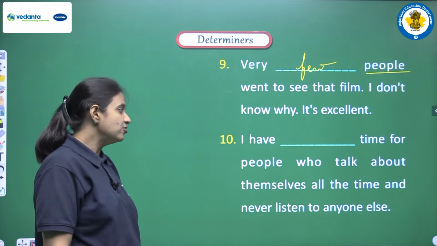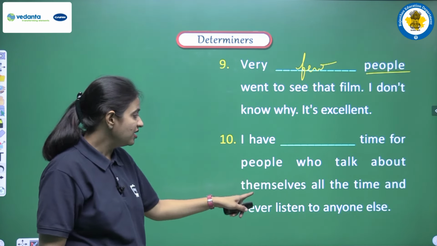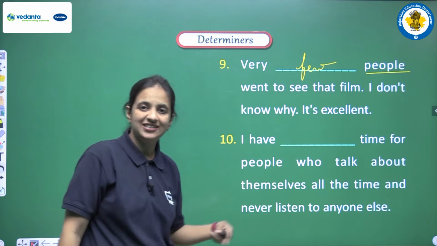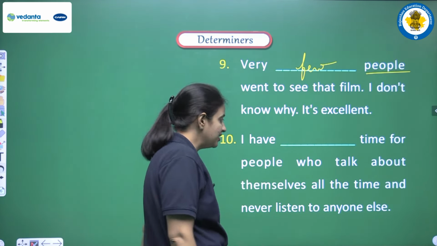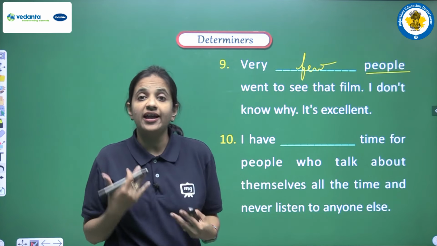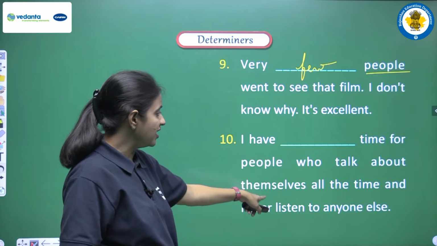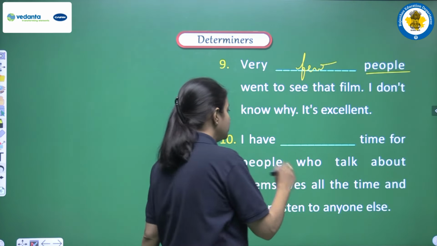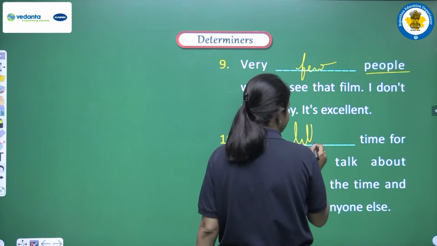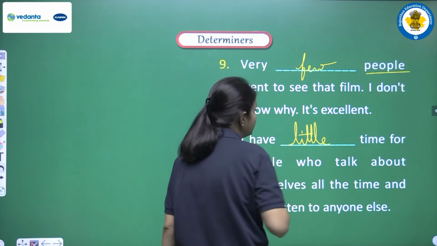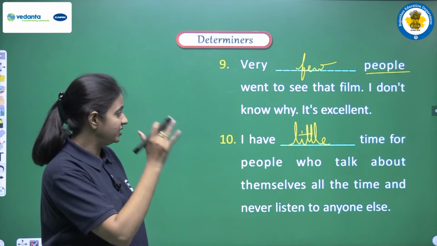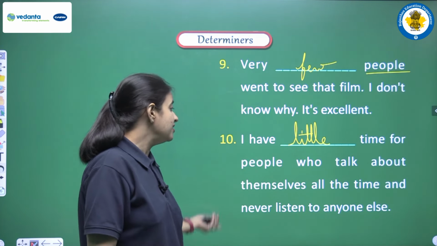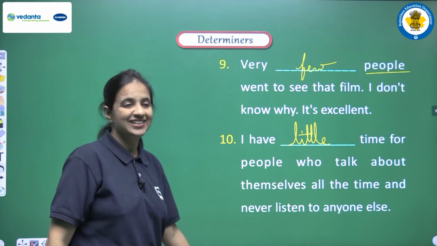Next is: I have time for people who talk about themselves all the time and never listen to anyone else. Time we are having, that is uncountable noun, and here we want to show negative meaning in the sentence because we are trying to say that actually we don't like such people. So here our answer will be little. And the complete sentence will be that I have little time for people who talk about themselves all the time and never listen to anyone else.